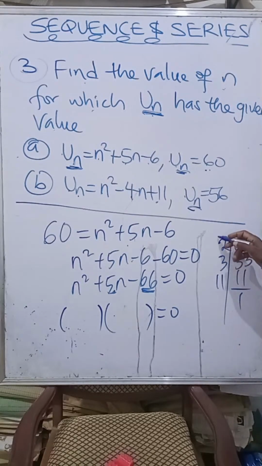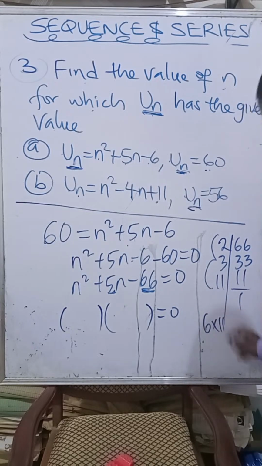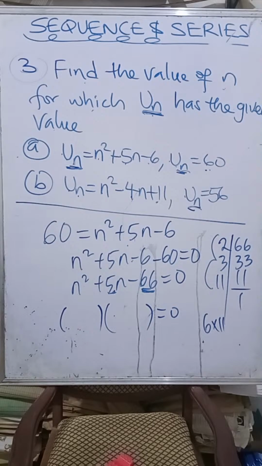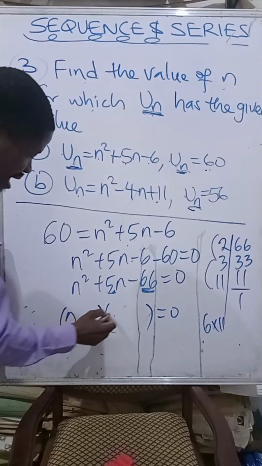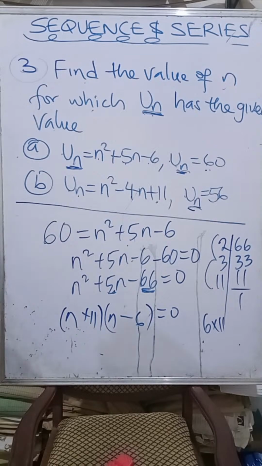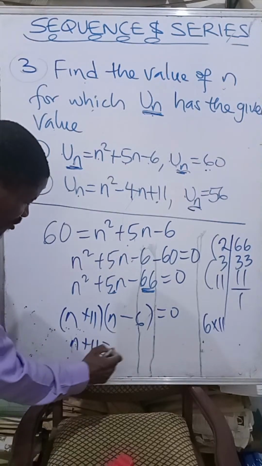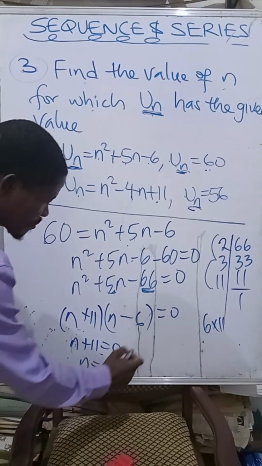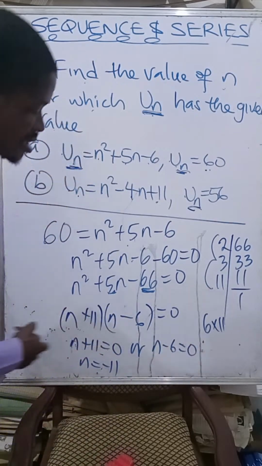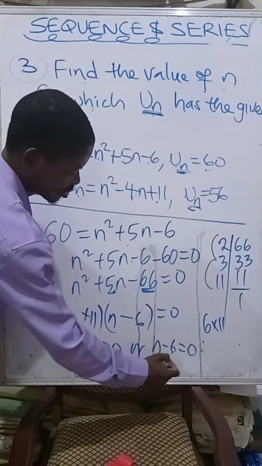So then these factors pair into two groups, which will be 6 times 11. So how can you turn 6 and 11 to plus 5? That would be plus 11 and minus 6. So we're going to have n plus 11 minus 6. And this implies n plus 11 is equal to 0, so n is equal to minus 11, or n minus 6 is equal to 0. So n is what? n is 6.